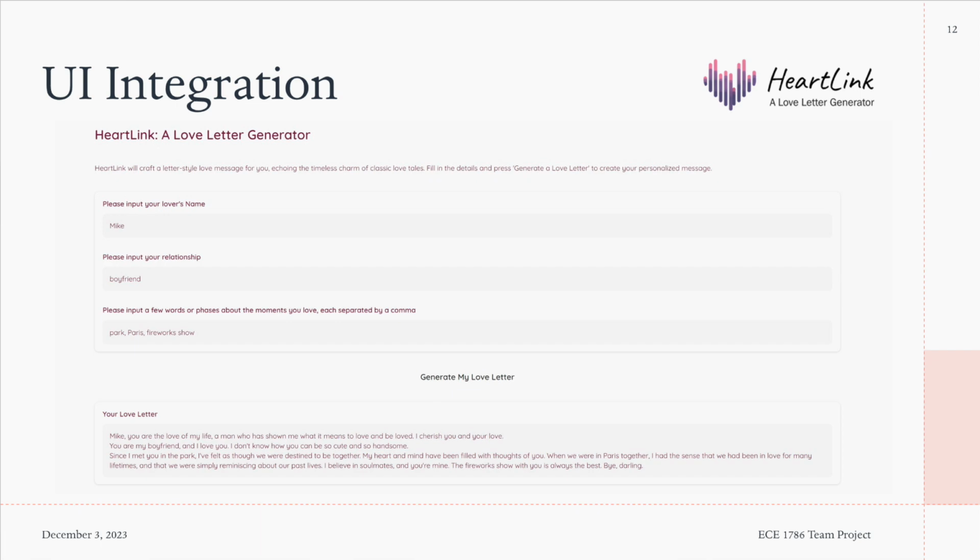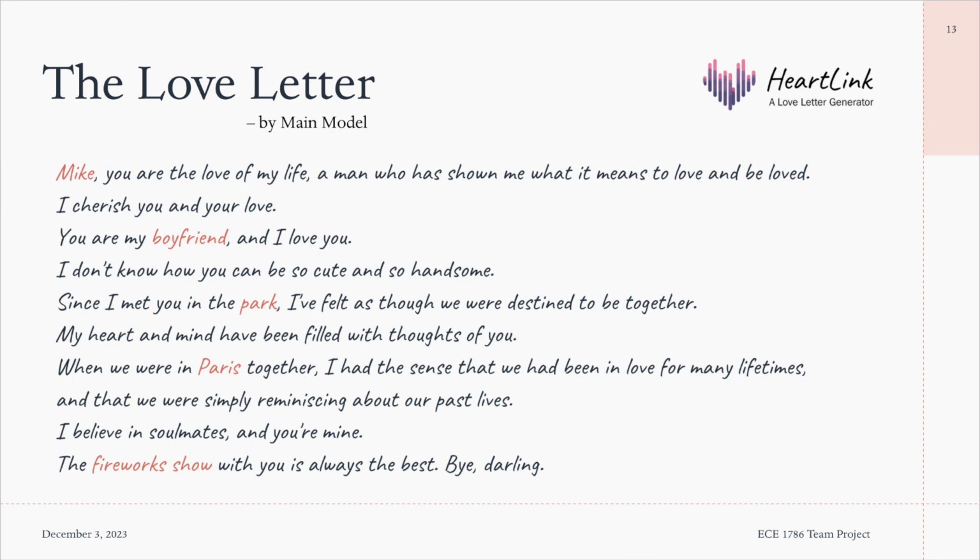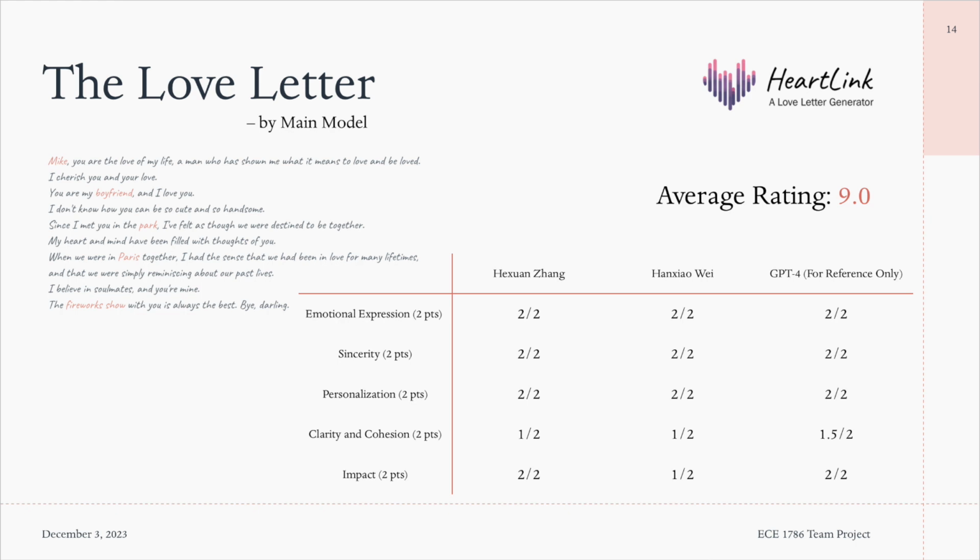The text in the UI is a little bit small, so we removed the UI for you to see the text. So here is the love letter created by the main model. As you can see, the love letter created by the main model is particularly longer and more complex than the love letter created by the baseline model. And also here, the pink ones are the model input. As you can see, the model input is no longer required to be the first few words in a sentence. So this is a better thing. And with that, we give this love letter an average rating of 9.0 points out of 10 points, based on 5 categories, which are emotional expression, sincerity, personalization, cohesion, and impact.